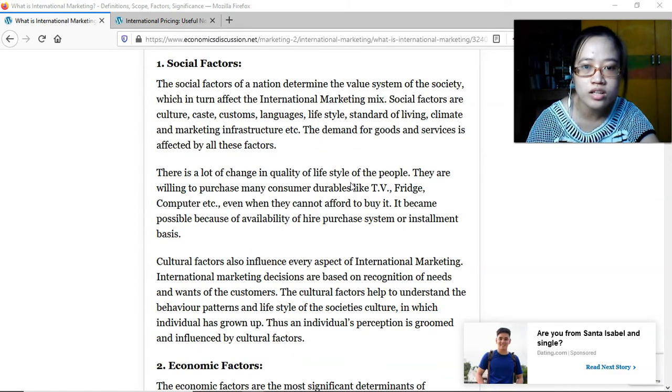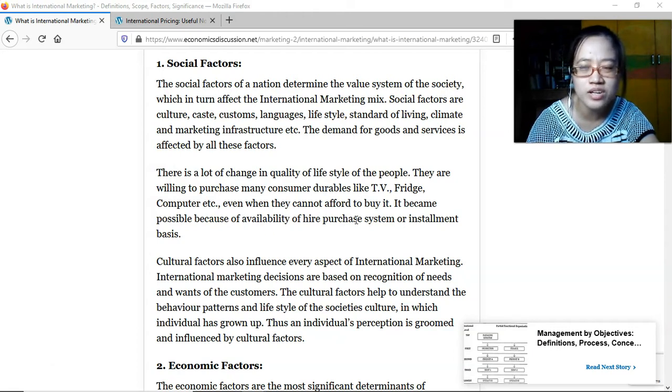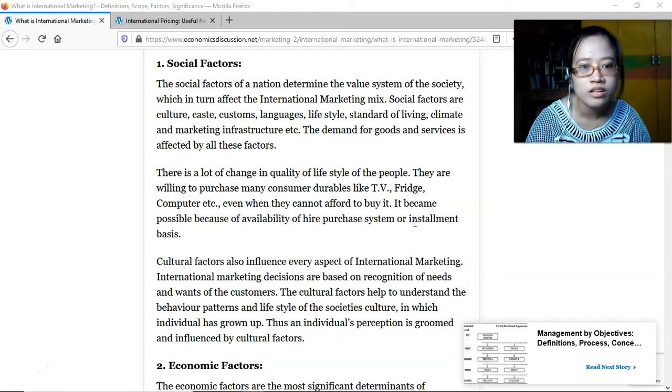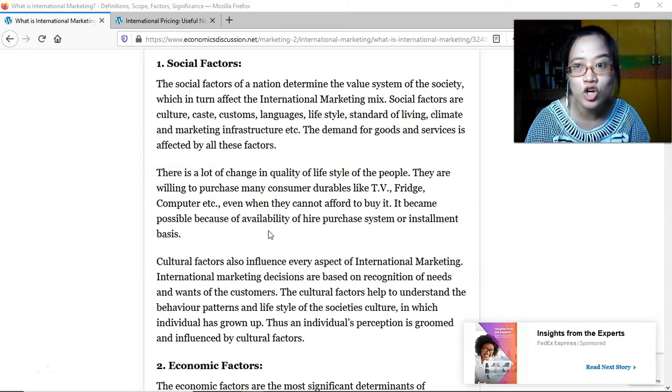There is a lot of change in the quality of lifestyle of the people. They are willing to purchase many consumer durables like TV, fridge, computer, even when they cannot afford to buy them, because sometimes it's essential to make conducting daily lives more convenient. Of course, TV for entertainment and news, a fridge so you can stock up on your food, and a computer because you search up many things. Many people are now working with their computers. It became possible because of the availability of the hire purchase system or installment basis.